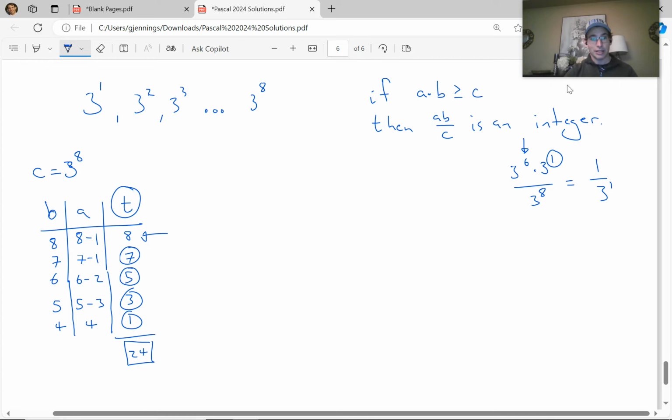Okay, now let's look at C equaling 3 to the 7. So B could be 7. A would then have to be 7 through 1, and there are 7 ways to do that. If B is 6, A can be 6 through 1, and there's 6 ways of doing that. If B is 5, then A can be 5 through 2, and there are 4 ways. And if B is 4, then A is 4 or 3, and B can't be 3 because then A would be 3, and 3 plus 3 is 6 and not 7. So there are 2 ways of doing that. So their total, we have 19.